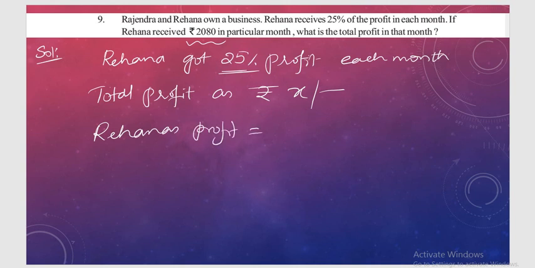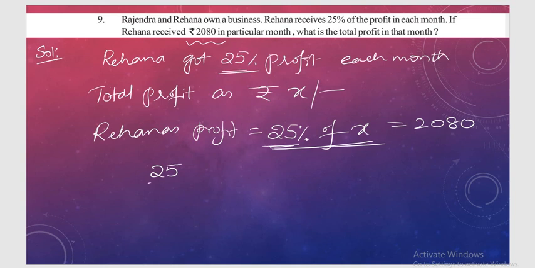So Rehana's profit is equal to 25%, right? That means 25% of X only, no? So Rehana's profit is equal to 25% of X, which is equal to how much he has given? 2080 rupees. Now, 25% we can write as 25 by 100 into X, no? So let X be equal to 2080.